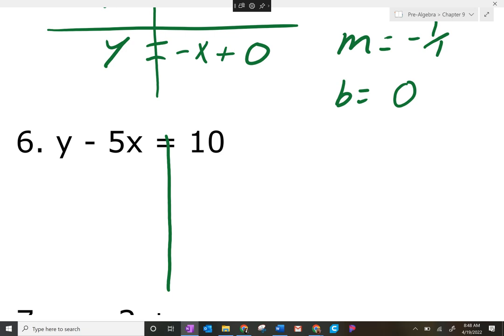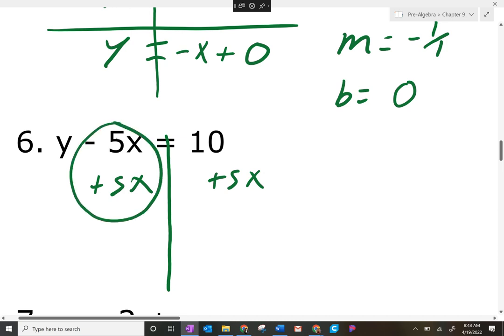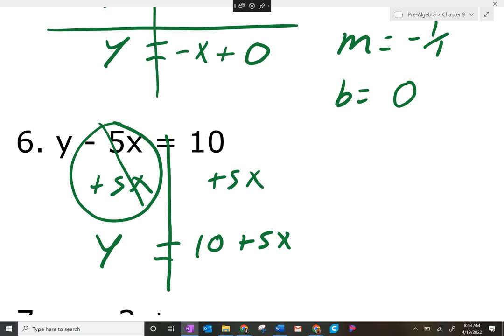Plus 5? Just plus 5 on both sides. Plus 5, plus 5. Just like that? Yeah. 5x. Big difference. If I do a plus 5x, these ones now cancel out. Now I get y equals 10 plus 5x. Does that look good? Louise, you're shaking your head. What do I need to do?